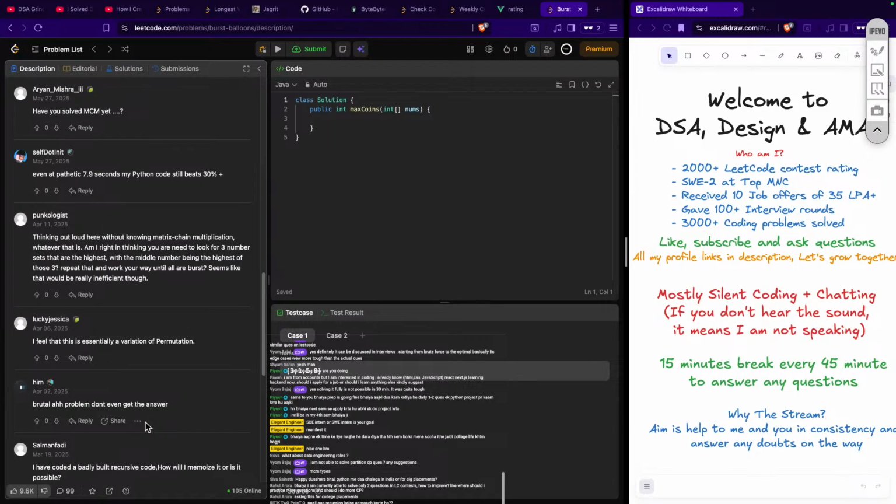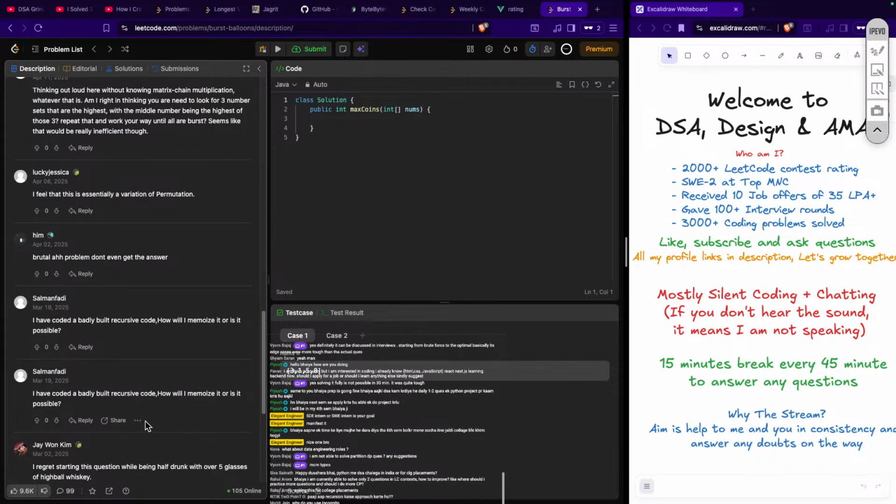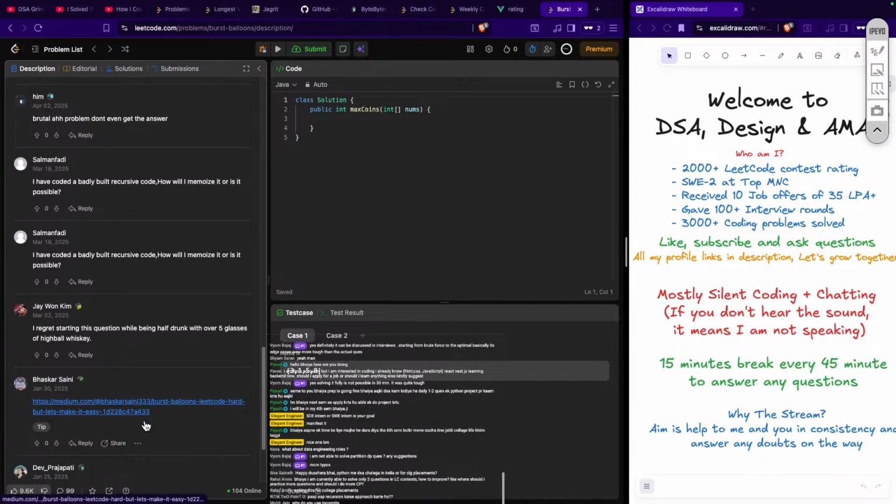Ritik 2.0, bro. Just like any other problem only, right? You should have a base case in recursion, that's it, and then somehow you need to break the problem.